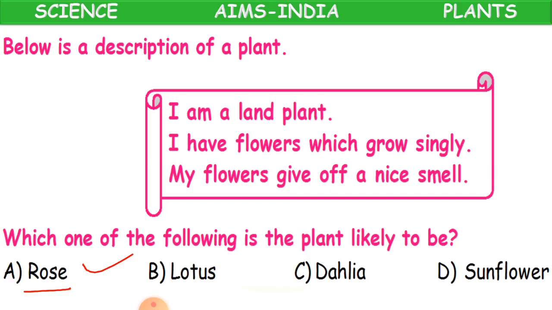This is the right answer because you have a very nice perfume type of smell from this plant. When compared to lotus, dahlia and sunflower, rose has got this smell. Okay, children, and it also grows on land.